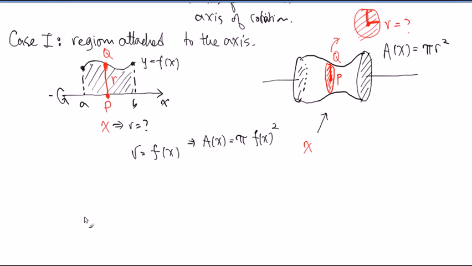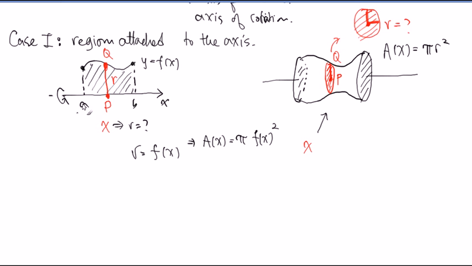There's one side, but it's below the x-axis, and the length will be negative f of x, don't you think? But it's going to be squared anyway. Pi times f squared. So this actually holds for both cases, the region being up there, region being down there. It doesn't matter. You'll be squaring it anyway.